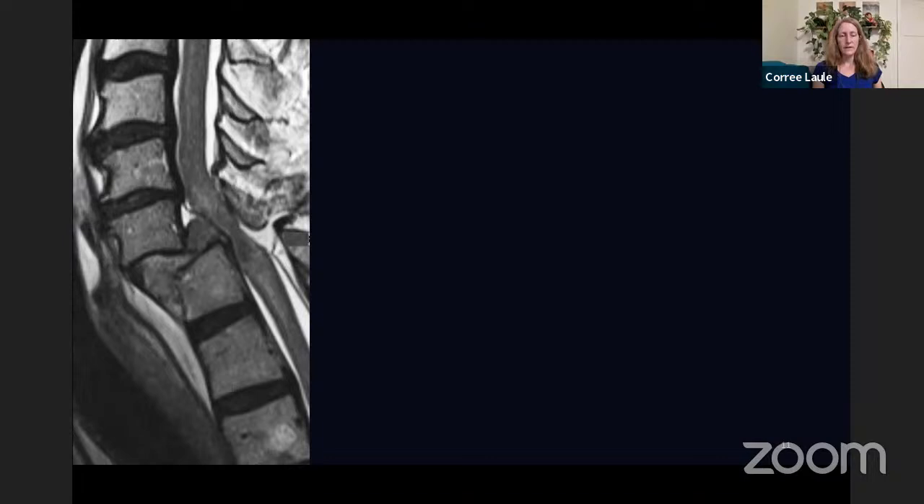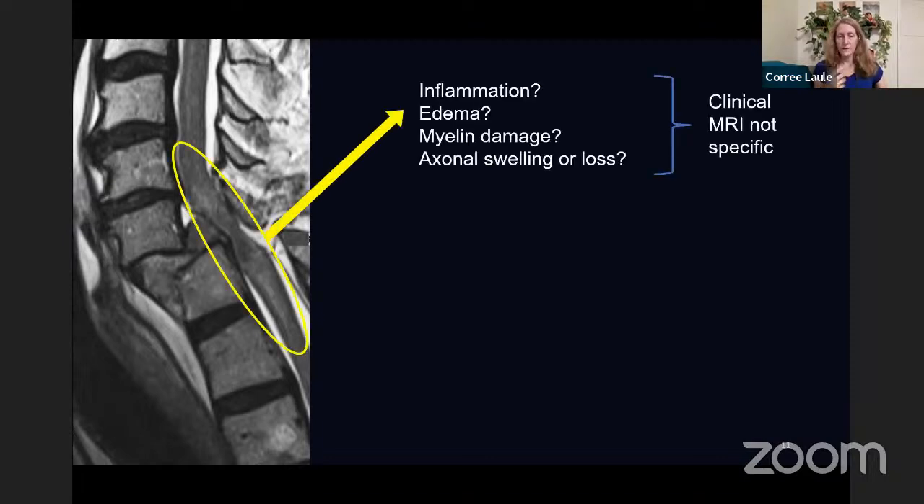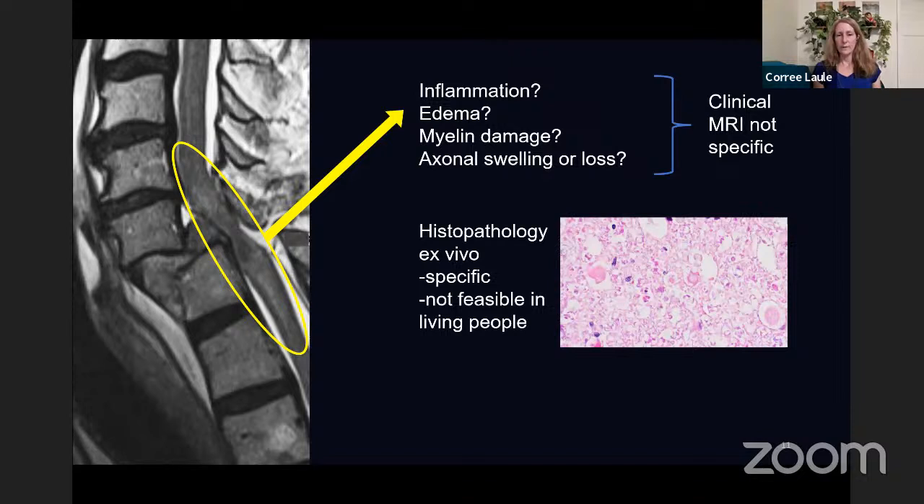So here we have a conventional MRI of a spinal cord injury. And you can see the center area of the cord is quite squished there. And then above and below, there's some hyperintensity, so the signal's a little bit brighter. And again, the question is what's happening here? Is there inflammation? Is there edema? Is there myelin damage? Are the axons swelling? Is there axon loss already? Again, we can't tell this sort of information from a clinical MRI.